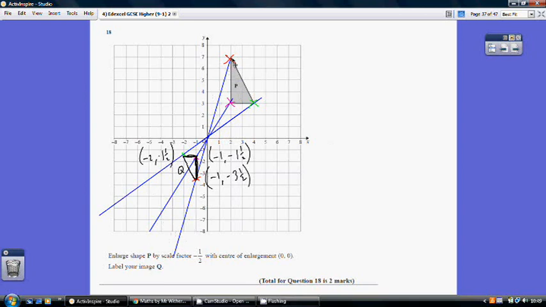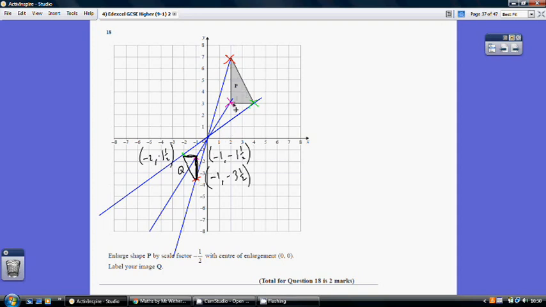So I've just put lines from each of the corners through my centre of enlargement, 0, 0, and I know that all my final points on my revised triangle must sit somewhere on that. All of these points are going to be half as far away in the opposite direction. So for example, this point here, which is 2, 7, rather than 2 to the right and 7 up, it's going to be 1 to the left and 3.5 down.